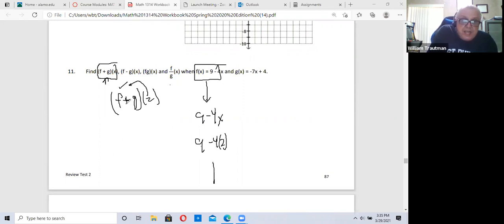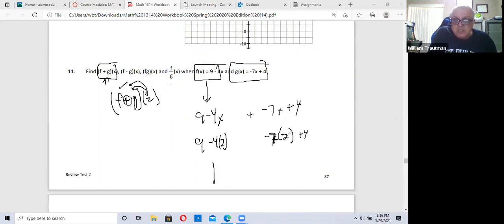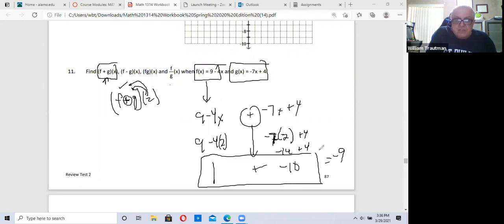Then we're going to add putting a 2 in g. Here's g. G is -7x plus 4, and we're going to put a 2 into the x. -7 times 2 is -14 plus 4 is -10. And then we add the 2 together. 1 minus 10 is a -9. So the answer to this question is -9, if this was the question.